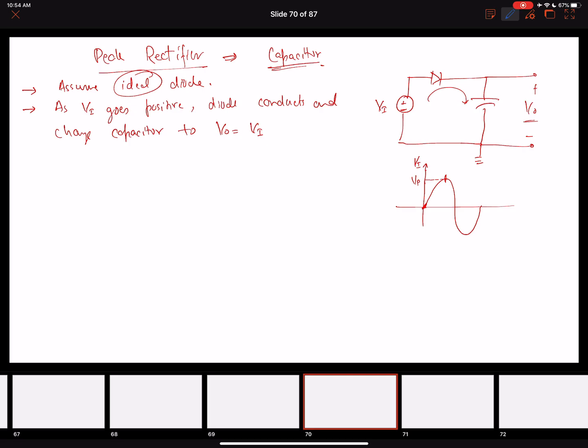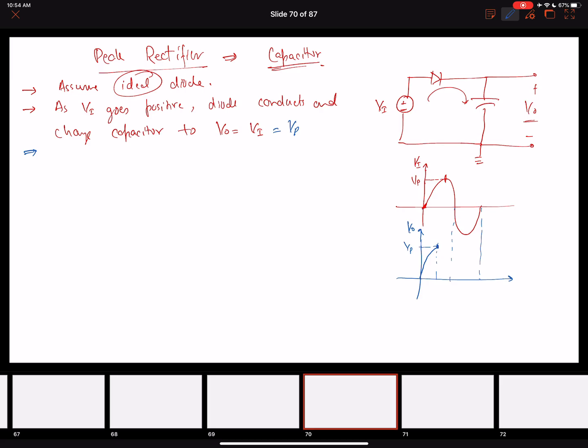So if I draw the output, it is going to charge all the way here. And this is output voltage V naught. And this is VI, and our maximum voltage that is appearing over here is VP. So this is going to charge the capacitor until it reaches VP.